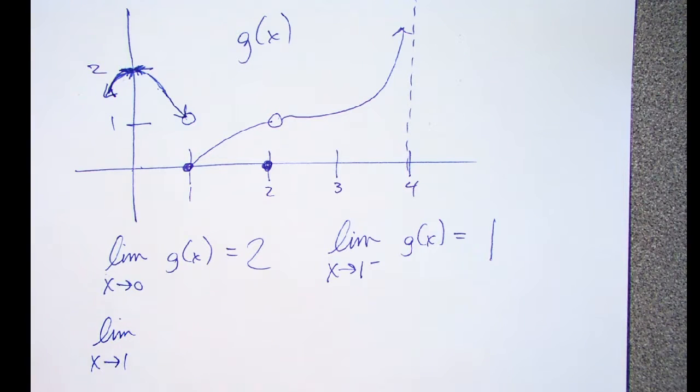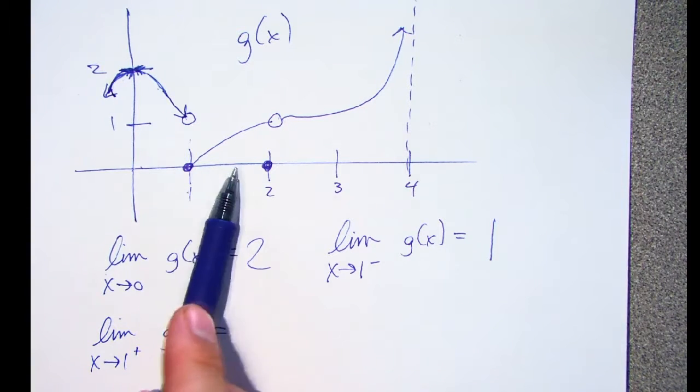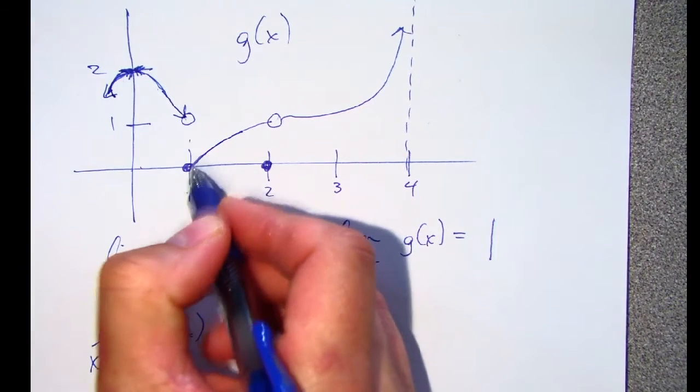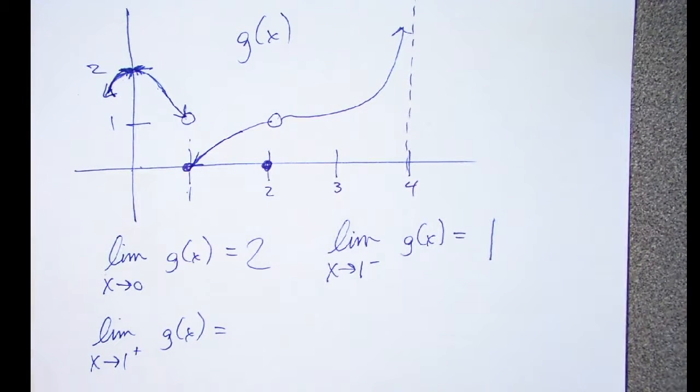If I asked you for the limit as x approaches 1 from the right, so from the positive direction, find x equals 1, go just to the right of it, jump on the road, and start driving back towards x equals 1. And the y value we're heading towards is a y value of 0.